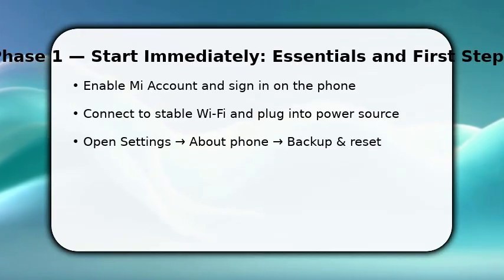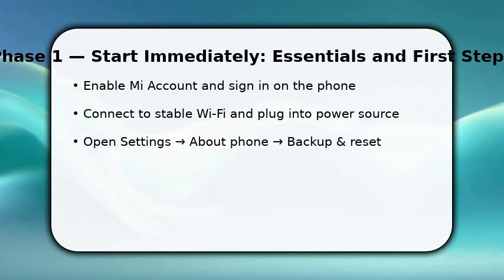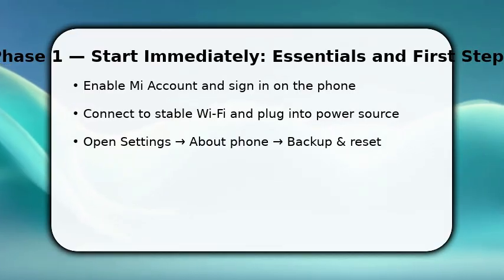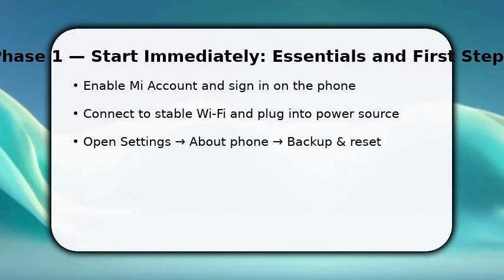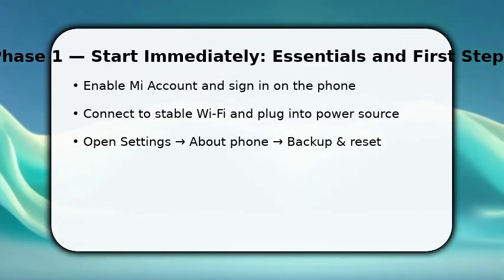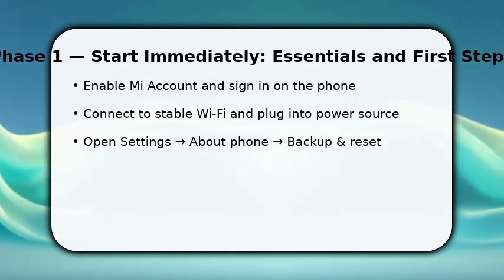Open Settings, tap About Phone, then Backup and Reset to access Xiaomi's backup options. Choose what to backup: apps, photos, system settings, because selecting fewer items speeds the process. Once done, tap Backup Now. Watch the progress indicator and do not close heavy apps while the backup runs.